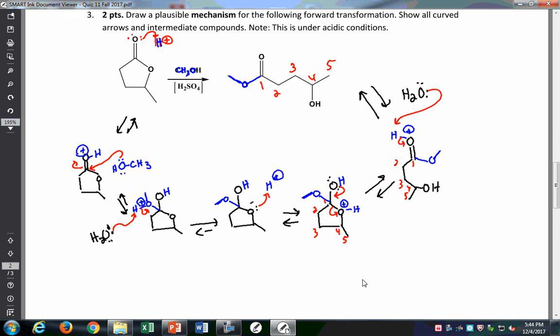So very similar to the mechanism of before, but we retained the carbon-oxygen double bond because we had a good leaving group. Whereas in the other mechanism, we didn't have a leaving group, so we had those two attacks.